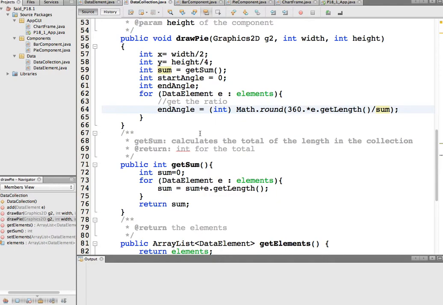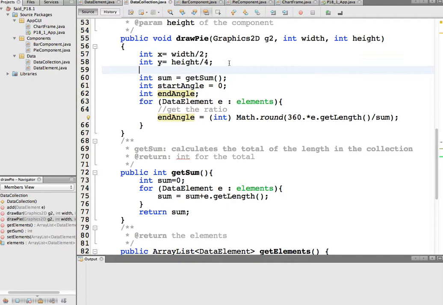You see what's happening here? So we'll get the length. Let's say we are at the first element. So this is the length 1. You divide it by the sum and you multiply by 360. That gives you the angle, but that gives you the angle in double. So you round that to the nearest integer. You cast it down to integer, that gives you the end angle. You have the start angle 0, you have the end angle, you have the x, you have the y. Maybe you also need the radius, which will be the height over 3.